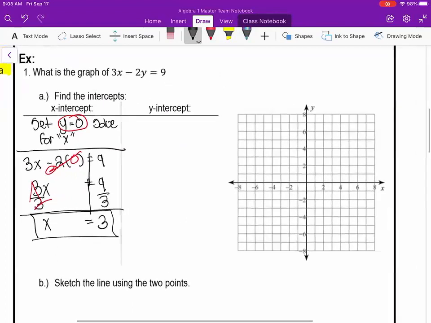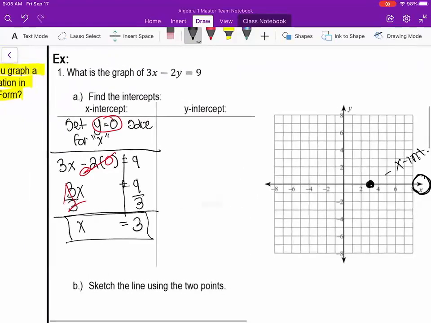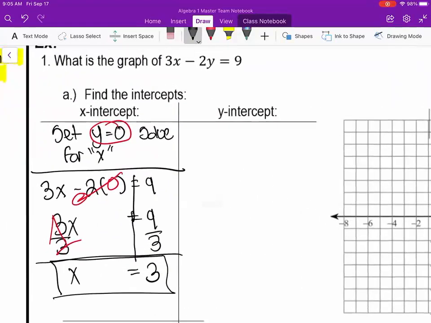So I'm going to go back to my graph and put a point at x = 3. And remember, we're looking at the x value on the x-axis, the horizontal axis right there, and 3 is right there. So that is your x-intercept. Cool, perfect. The next thing we're going to find is your y-intercept.